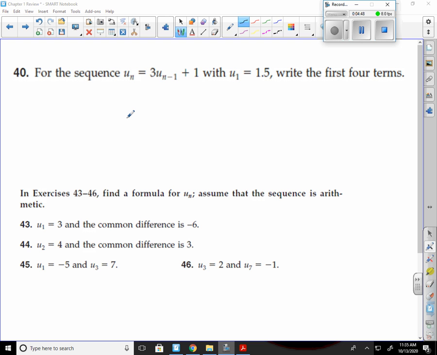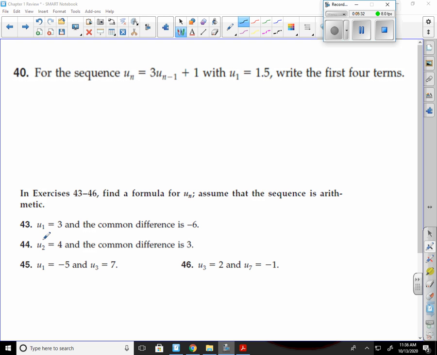43 to 46, find a formula for u sub n. Assume that the sequence is arithmetic. This one doesn't tell me whether I need to find explicit or recursive, but explicit is going to be easier here because I have a common difference and my u sub 1. You need to know the explicit formula for arithmetic. That's going to be u sub 1 plus or minus the common difference. In this case, it's a negative, so it's going to be minus the difference of 6, and then it's that times n, so minus 6n.